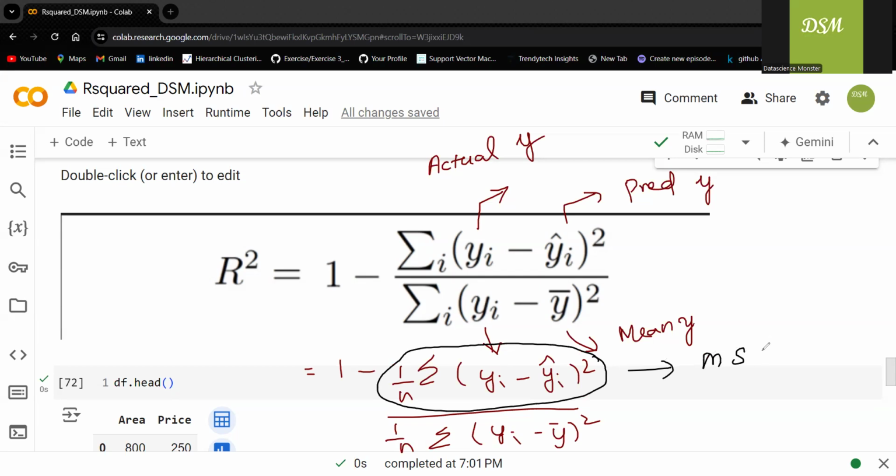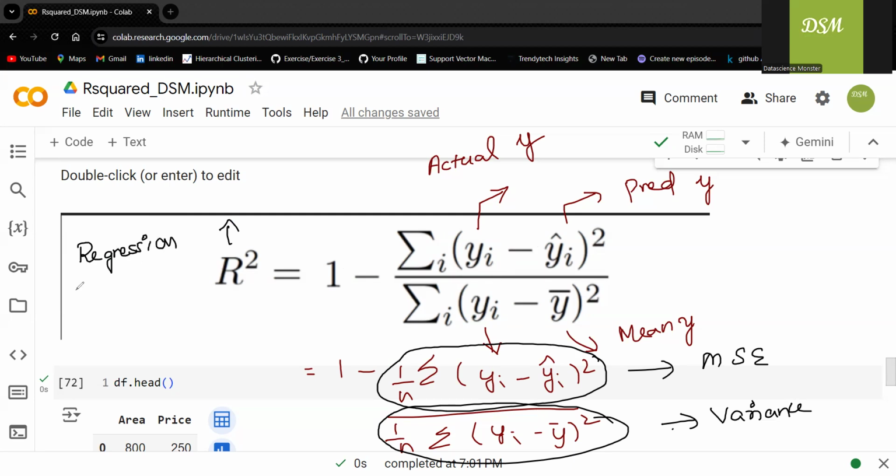Exactly. This is nothing but mean square error. What is this? Have you ever seen it? I'm waiting for your response. Exactly. This is variance. So what does this R square tell about? You can see 1 minus mean square error divided by variance, right? So this R square metric is only helpful to evaluate regression based models only, right?